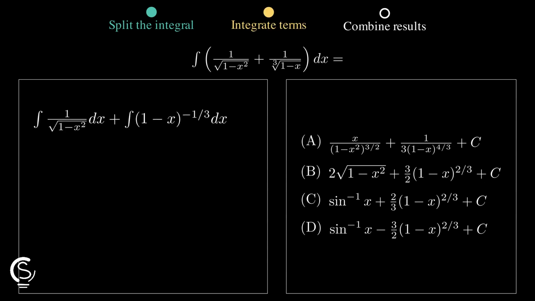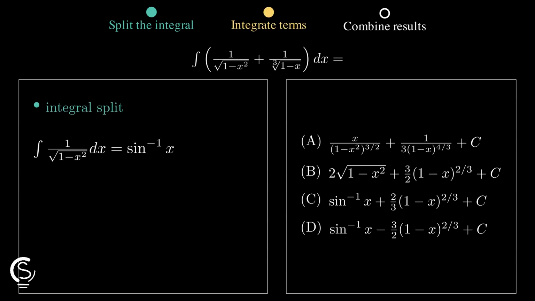The first term is the derivative of arcsine. For the second, we apply the power rule with a simple U-substitution, keeping the negative sign in mind for the final result.